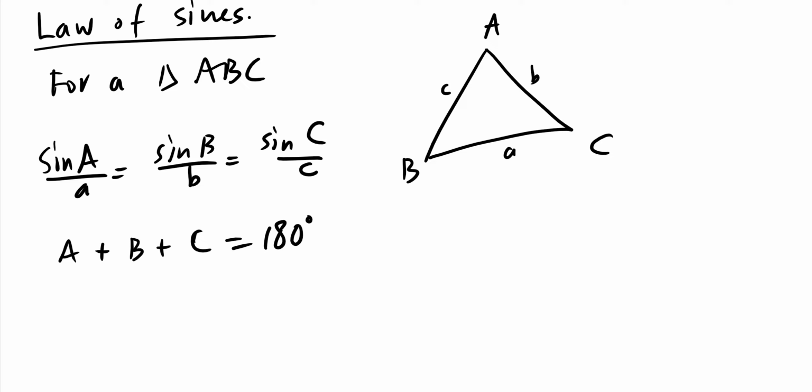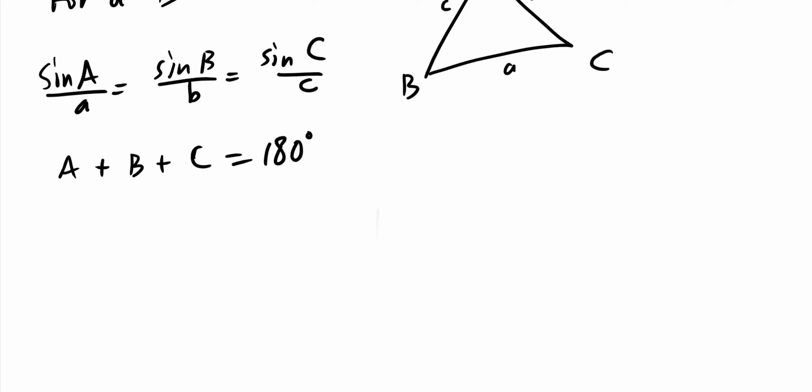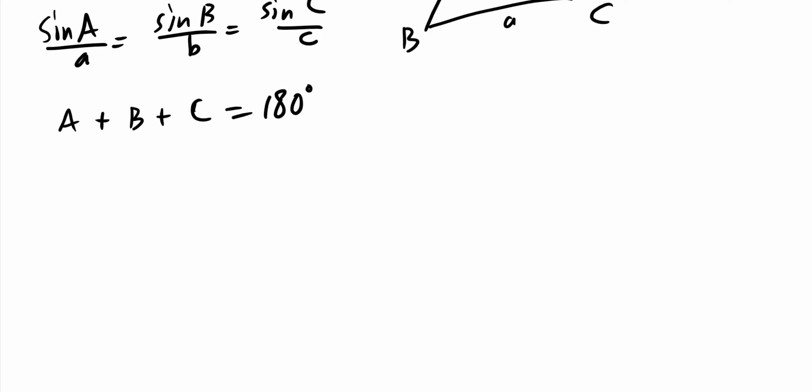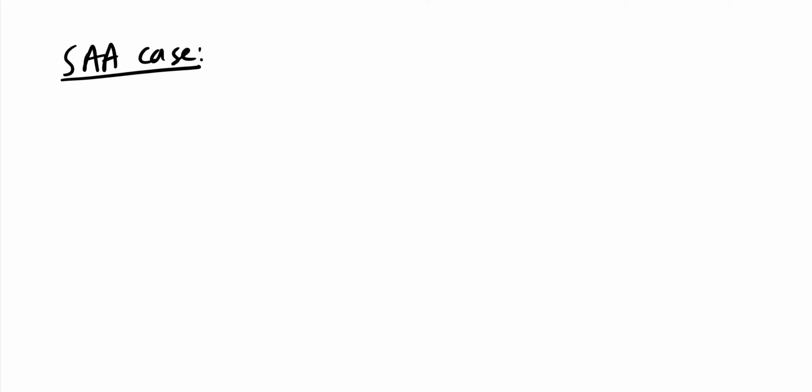To apply the law of sines, there are cases we need to be familiar with. And what are these cases? The first case is the SAA case. It means they will give us a side, an angle, and an angle, so the side is not included between the two angles. What do I mean by this?